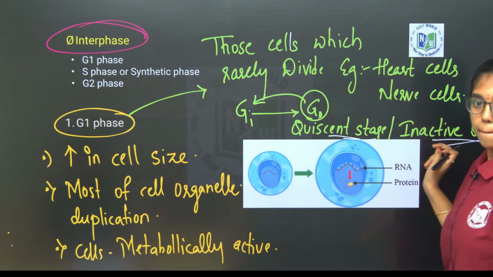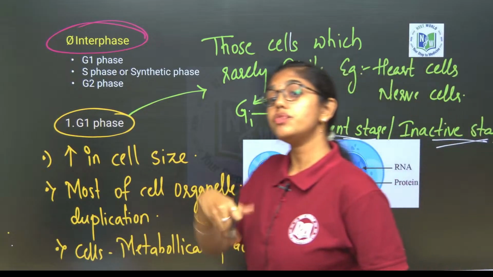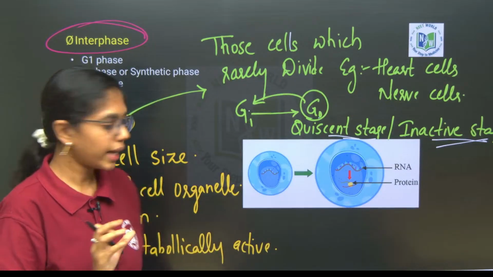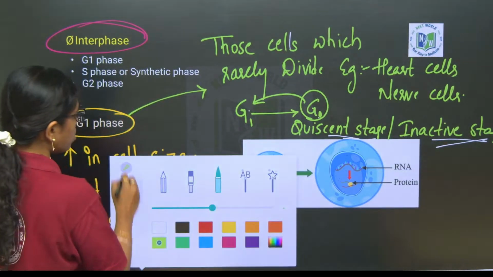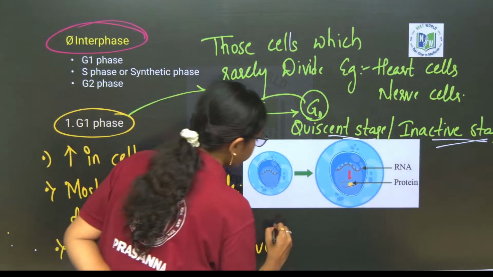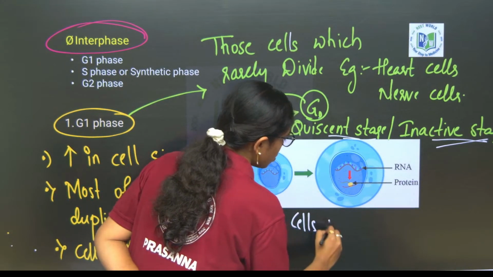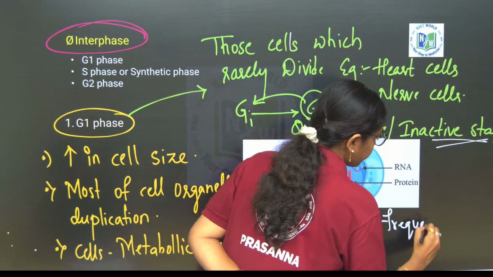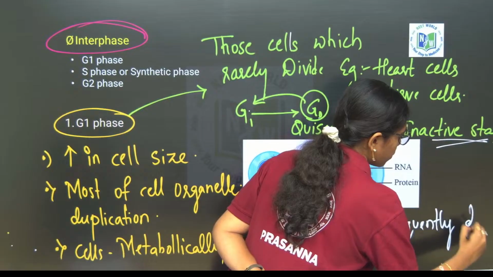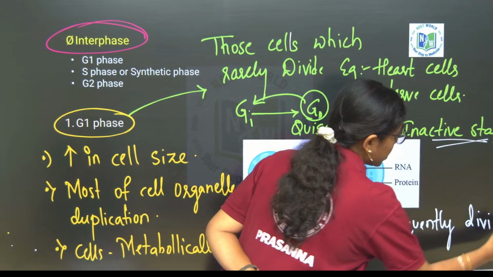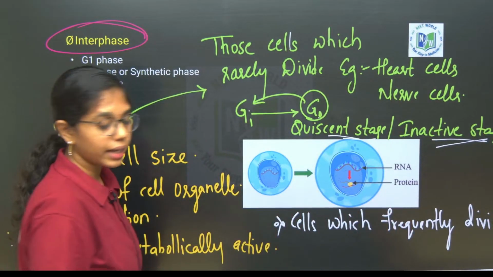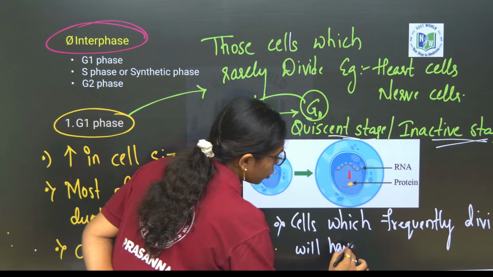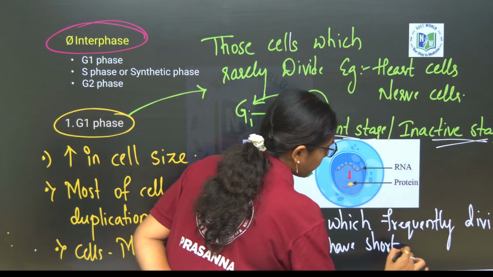So it lengthens the G1 phase. Yes, and those cells which frequently divide, their length of G1 phase will be less. Take down that point also. Cells which frequently divide, you can expect this in your statement-based questions. Cells which frequently divide will have a short G1 phase.